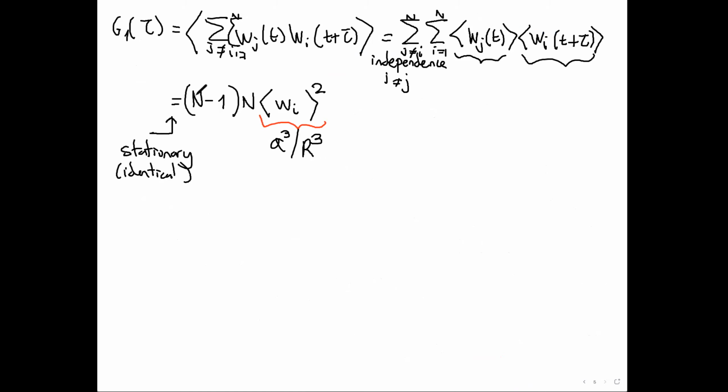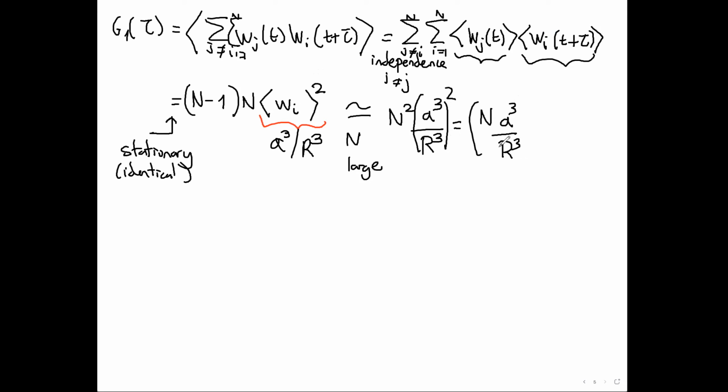And this, when n is large, so this is another approximation, n is large. This is n minus 1 is like n. So it's n squared a cube divided by r cube. So this is actually to the power 2. So it's average to the power 2. So this is n a cube divided by r cube to the power 2.